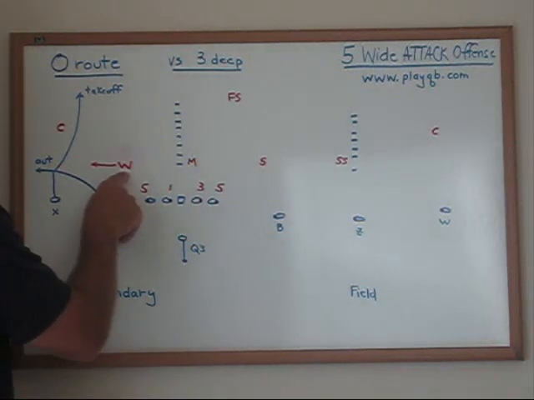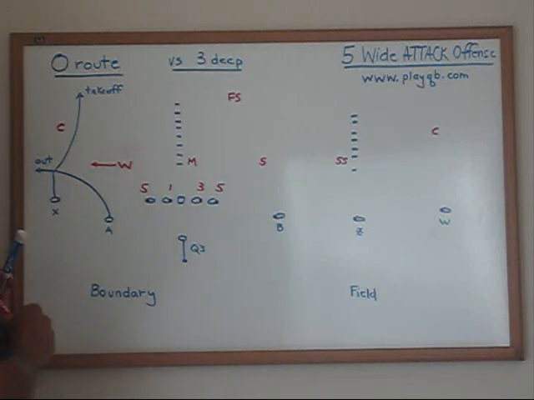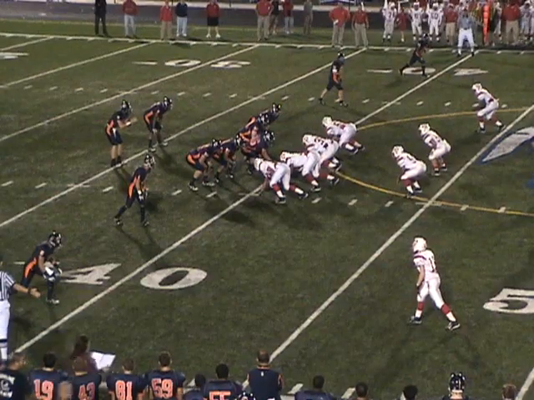His pre-snap alignment tells us that he's a little too far inside to cover the out route by the A back if he runs that.